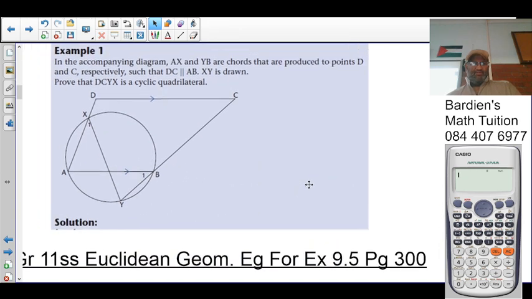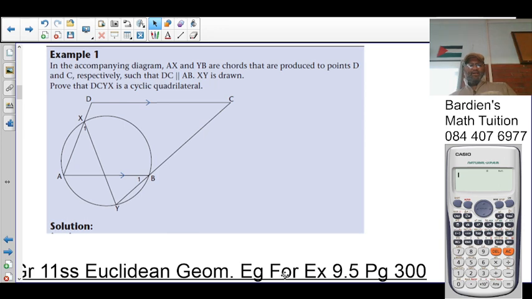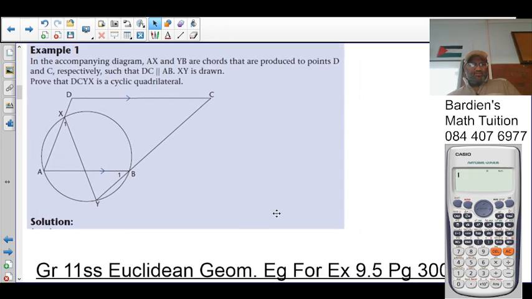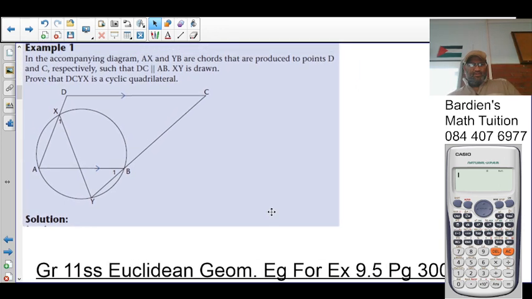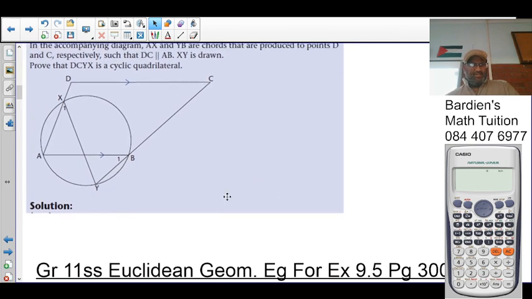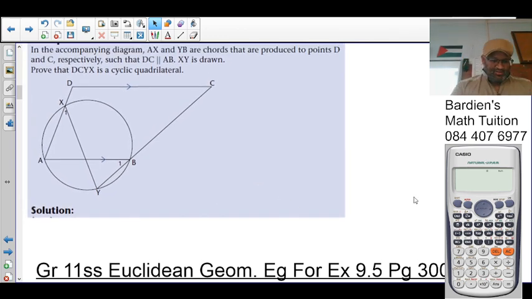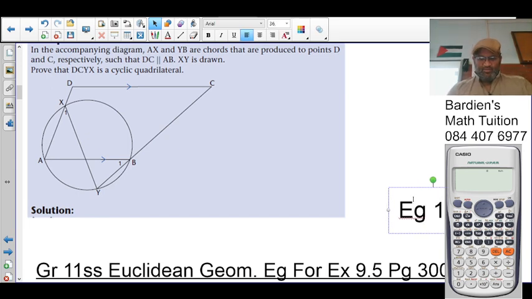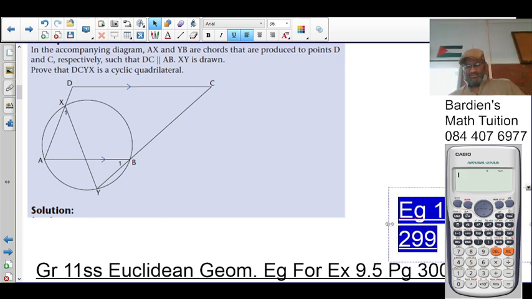During yesterday's lesson we did the examples, but because it was load shedding I didn't have a chance to do the recording there. So it will benefit you guys by me doing it again. This is example 1, and example 1 is on page 299. I'm just going to go through it.